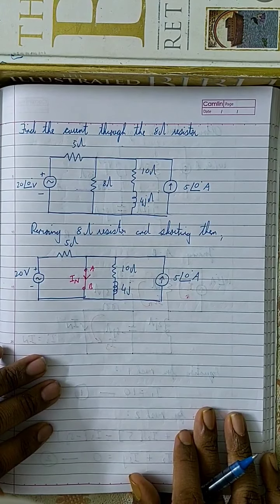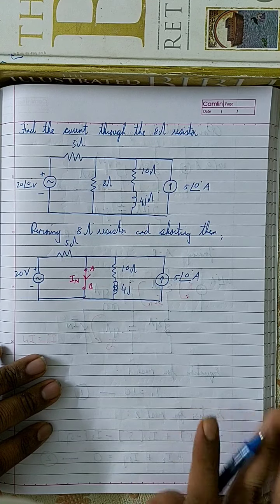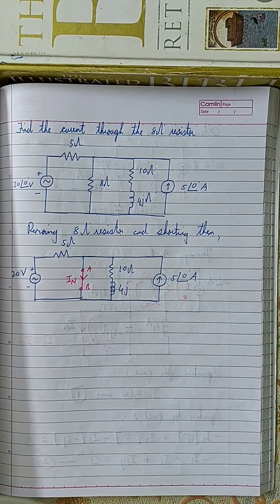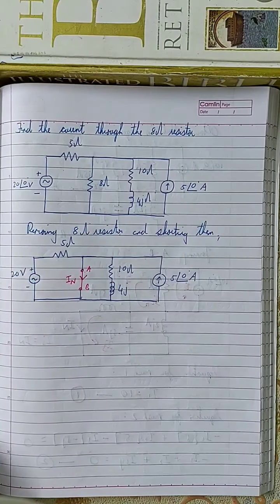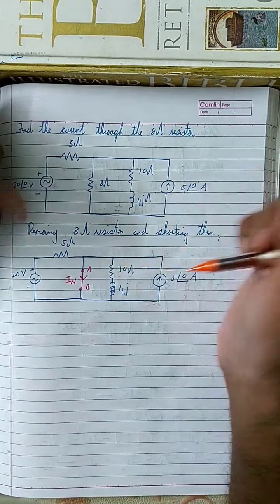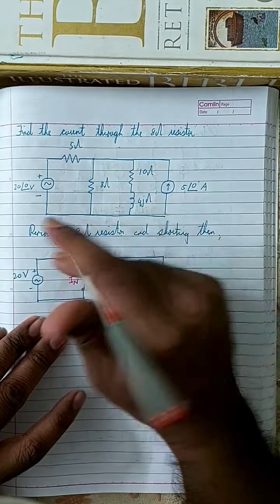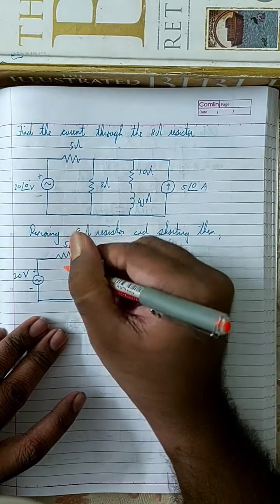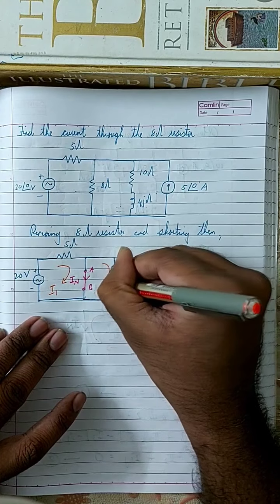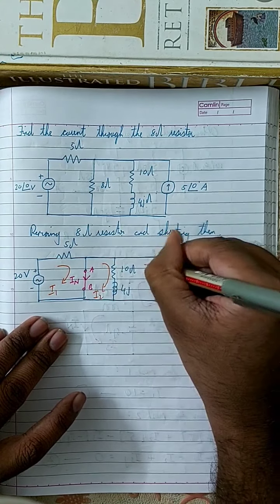Now what you're going to do is apply mesh analysis. After applying mesh analysis, I need to find the value of IN. If this is mesh analysis, there are 3 meshes. So this is I1, this is I2, and this is I3.